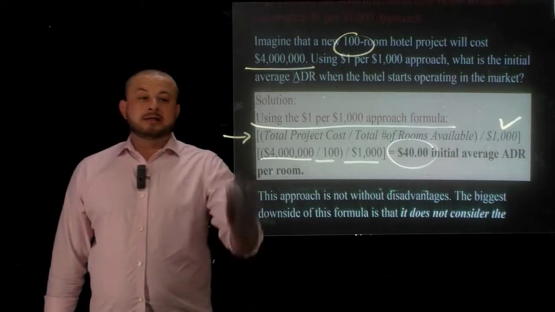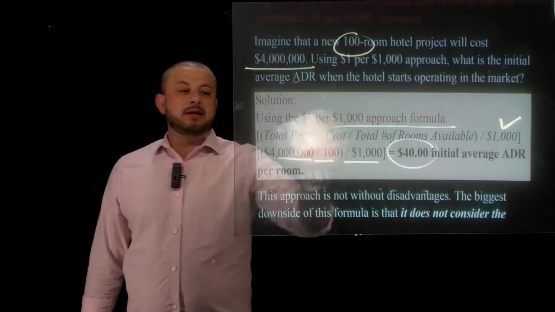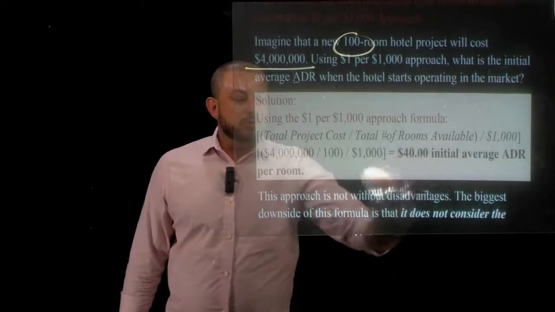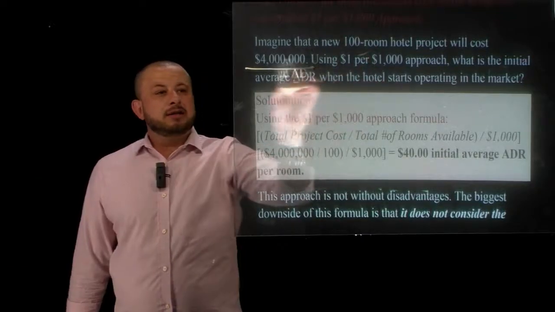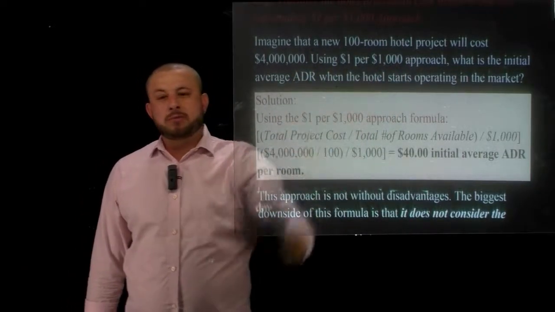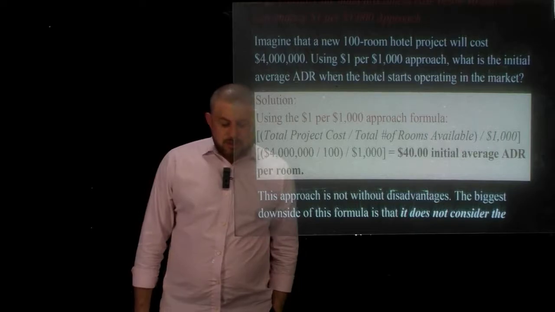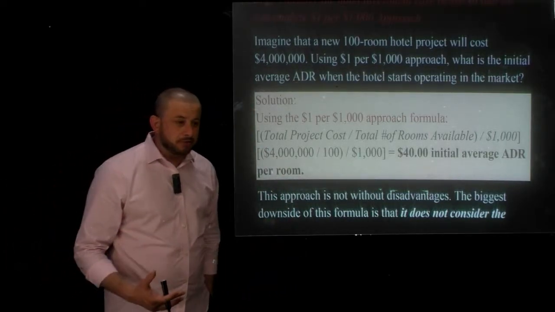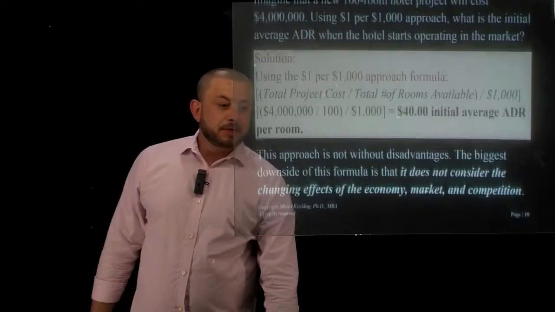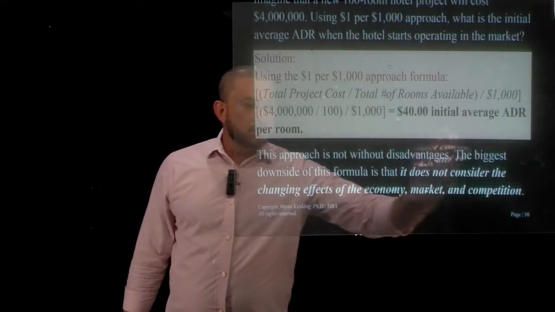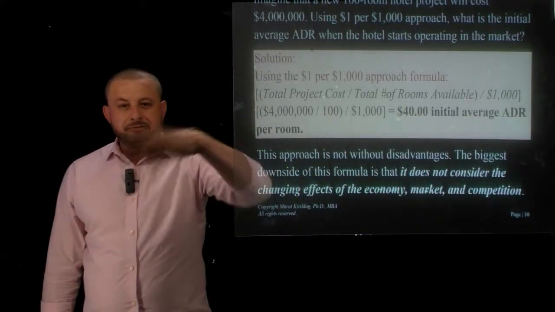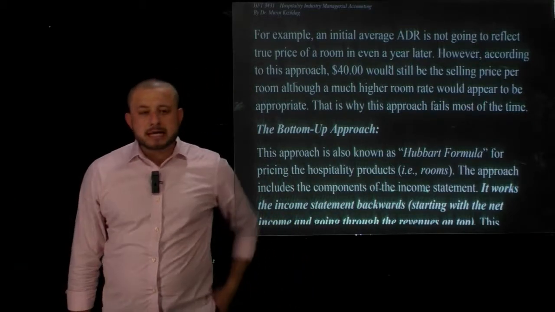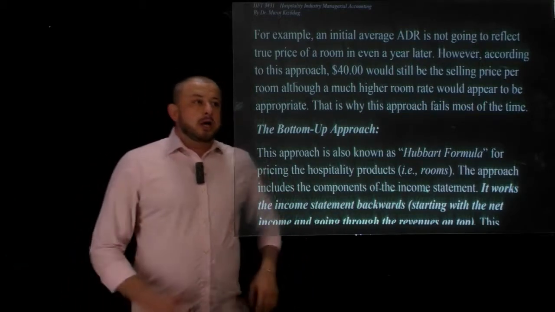But of course, this approach doesn't factor in many other factors. Therefore, this $40 is just for a very short period. It just shows you how much you should charge around. It could be $45, it could be $50. As I said over here, this approach doesn't consider the other factors. That becomes the biggest downside of this approach.